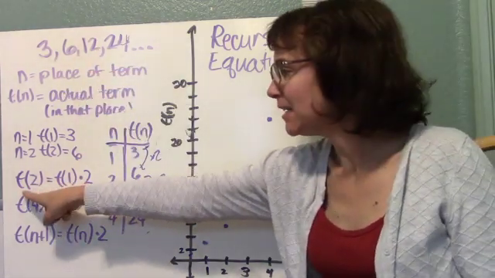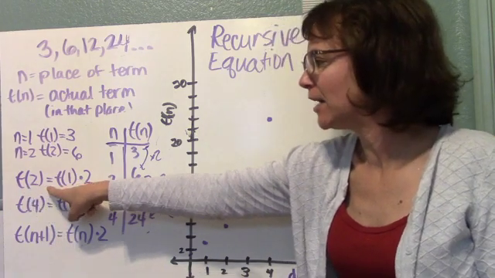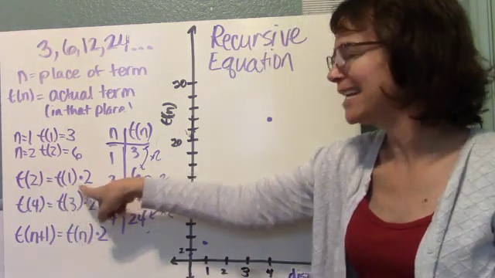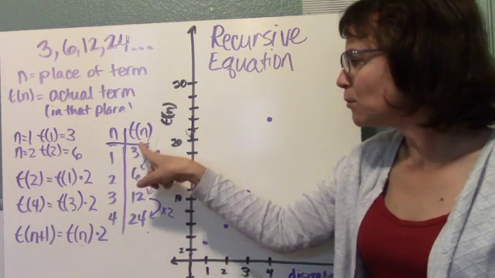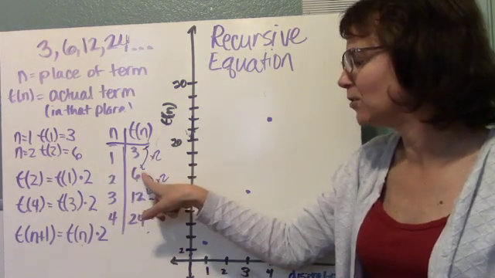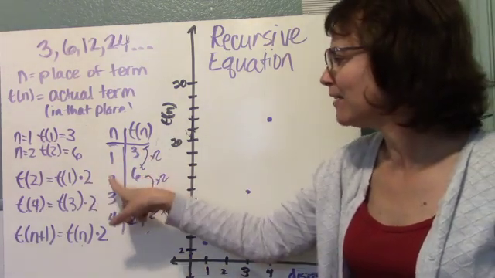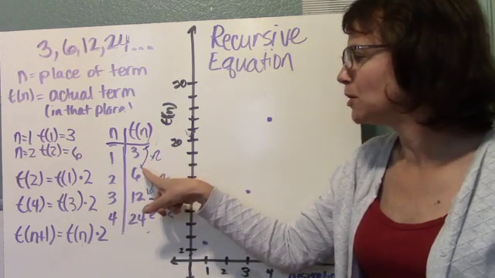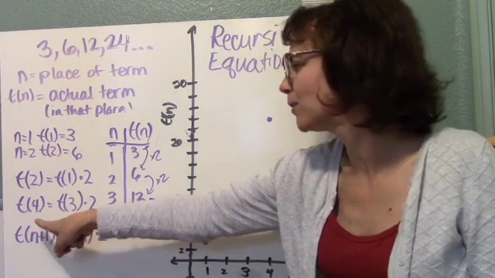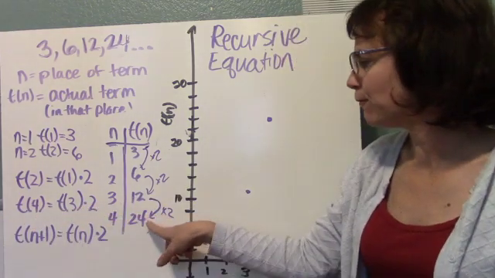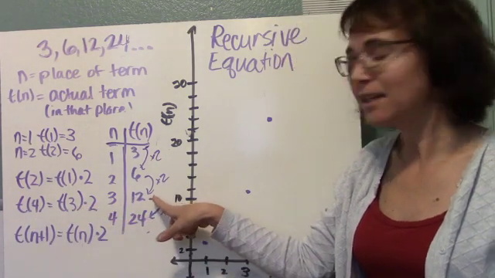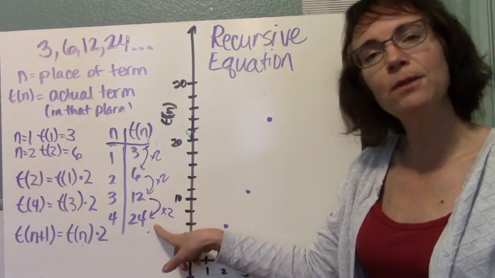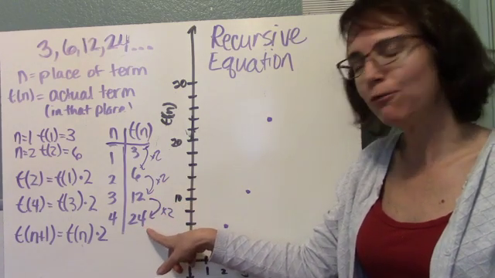So I can have t of 2, and in order to get to t of 2, I know that's equal to t of 1 times 2. I'm just multiplying by 2 to get to the next term. So I can figure out t of 2 by just multiplying t of 1 times 2. And I can do that for any term. So for example, if I want t of 4 right here, and I know t of 3, all I have to do is multiply by 2 to get to t of 4.